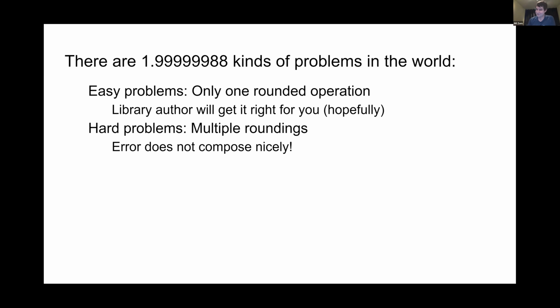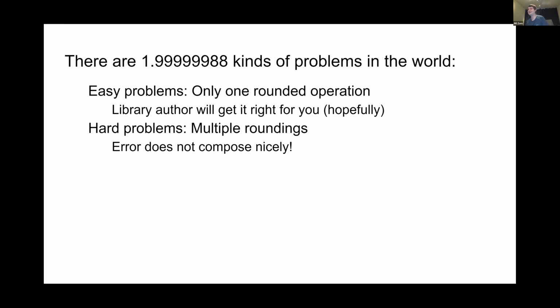Hard problems, however, involve multiple roundings, because as soon as you actually compose operations, as we saw on the previous slide, all you have to do is one addition, IEEE 754 floating point arithmetic, pick your favorite precision. One operation is correctly rounded, but two operations, even just two additions, might completely throw away all of the information that you have in those numbers. So as soon as you compose, your operations compose, but your analysis does not.